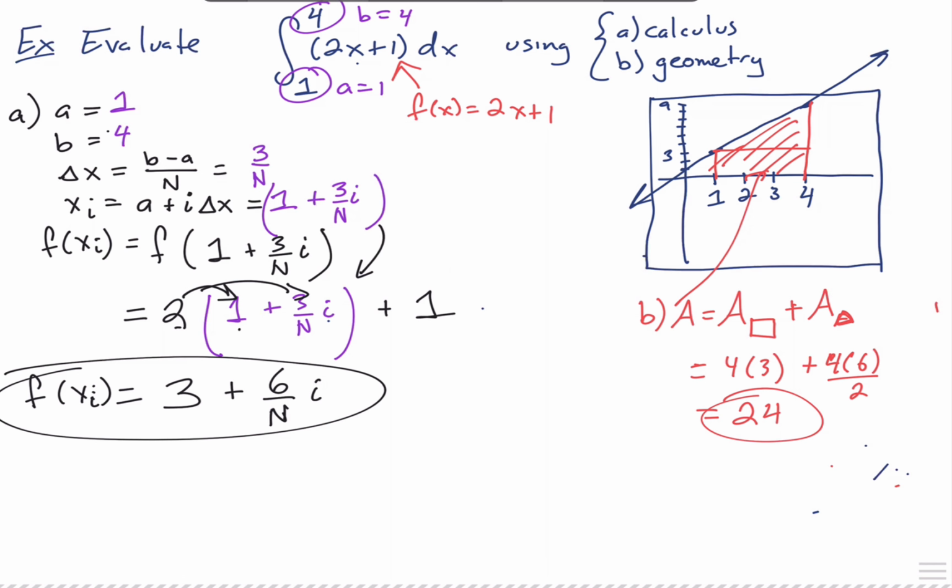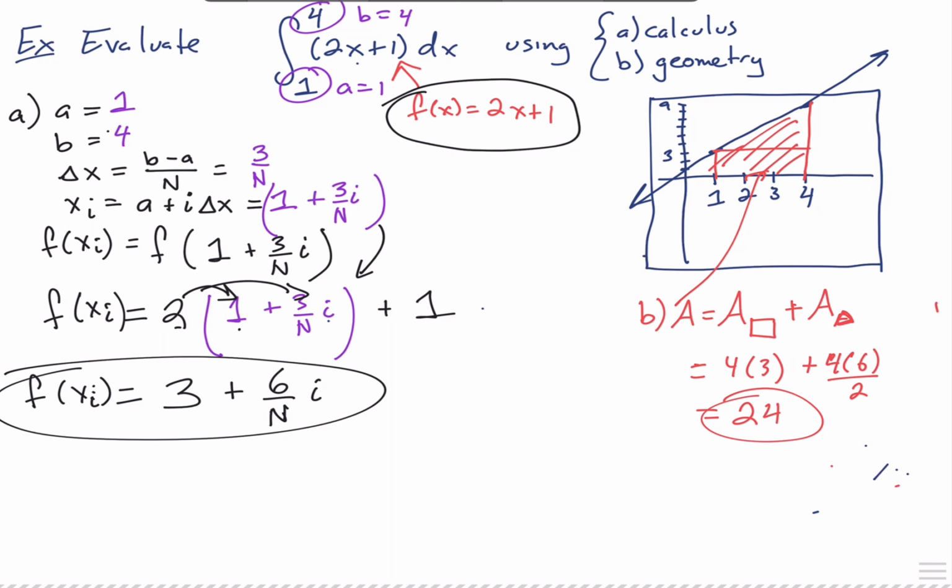All right, any questions so far? We doing pretty good? Yes, go ahead. So that's f of x sub i. Remember, we have the function, which is 2x plus 1. You're plugging in. Exactly. We just plug in the x sub i that we found in the previous step. We're just plugging it into that function. Okay, so far so good?